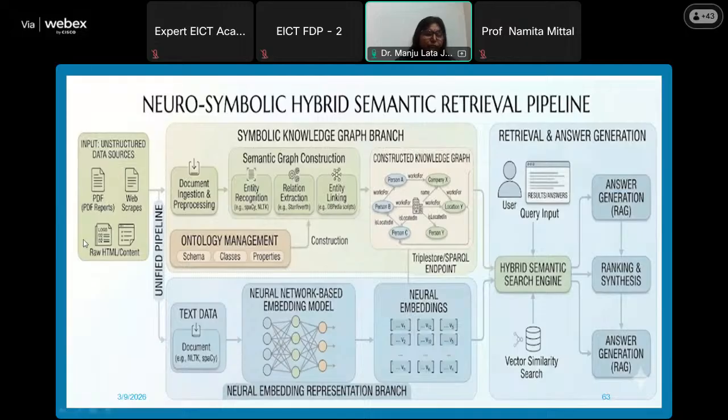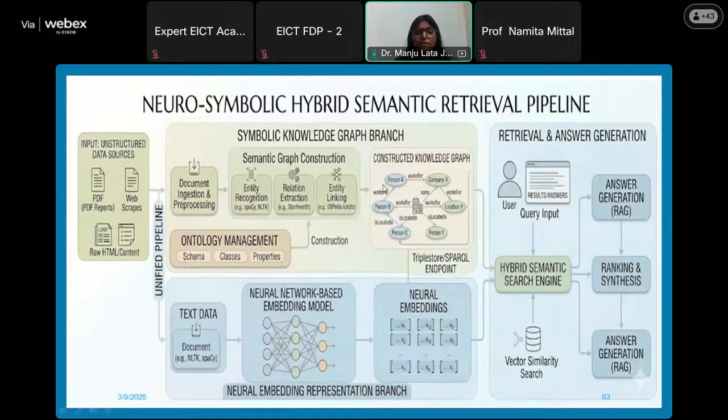If I start from the left side of this architecture, we can see there is an input in the form of PDFs, web documents, HTML, Word documents, anything. This architecture has four different components. One is the input, and the last one is the output generation. Between these two, there are two processing pipelines.